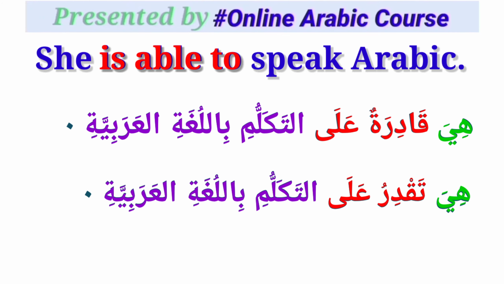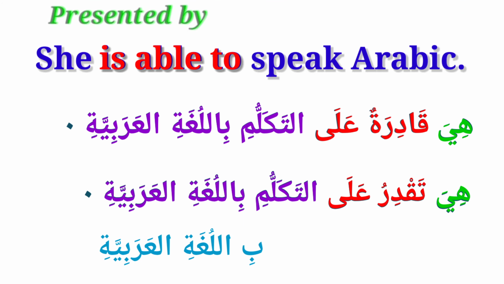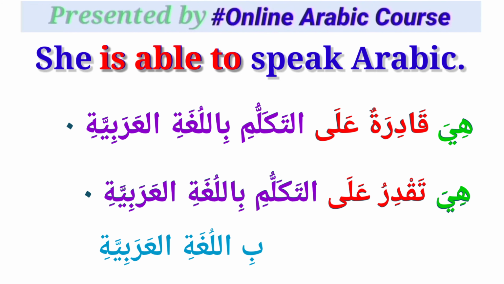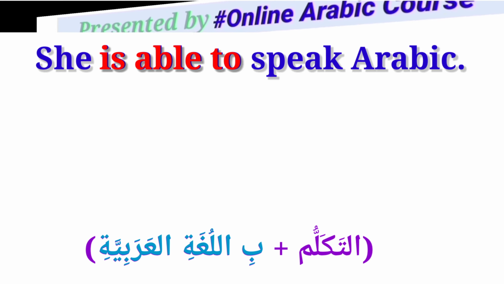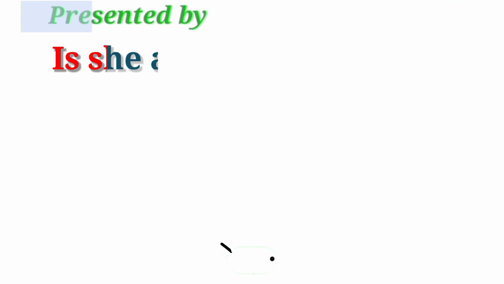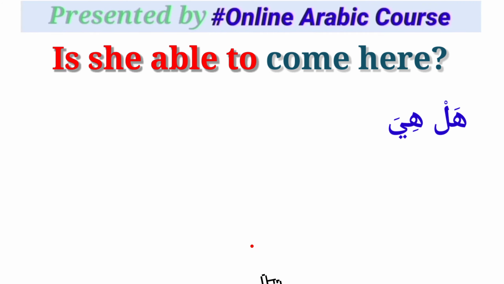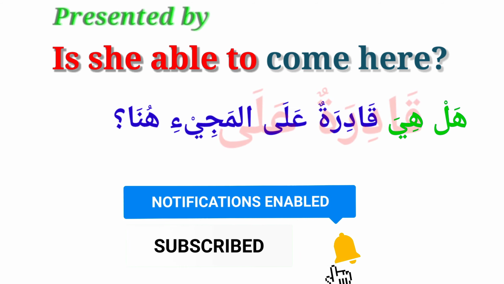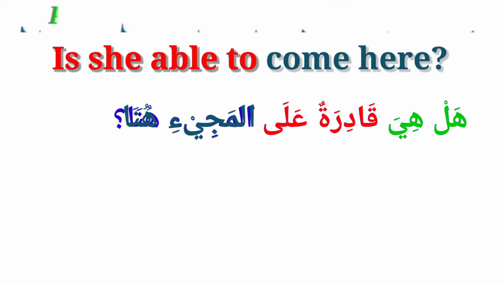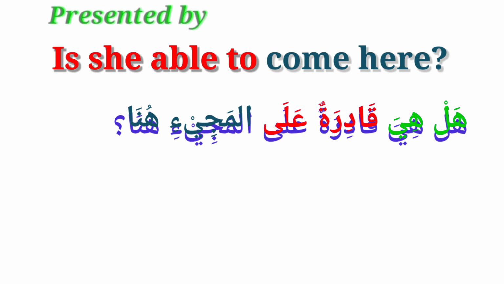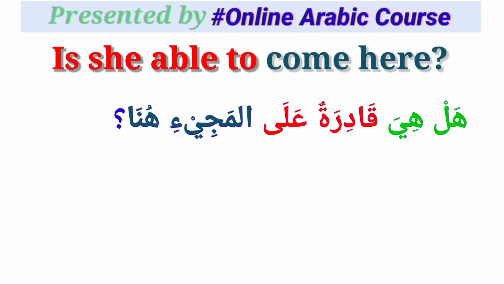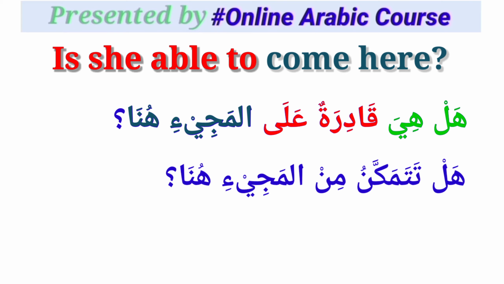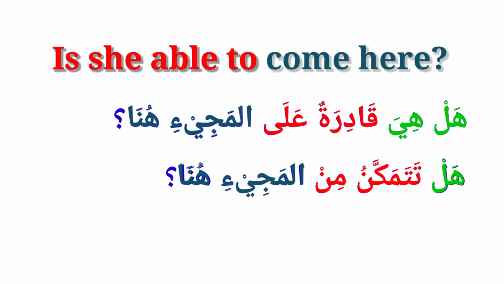Notice in the sentences ba is placed before اللغة العربية because in Arabic language ba is a preposition and it is used with التكلم. And the next example is: is she able to come here? هل هي قادرة على المجيء هنا؟ Is she هل هي, able to قادرة على, to come here المجيء هنا. هل هي قادرة على المجيء هنا. Or هل تتمكن من المجيء هنا. Is she able to هل تتمكن, to come here من المجيء هنا.